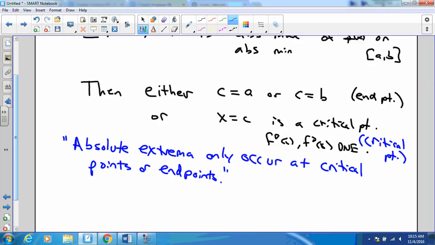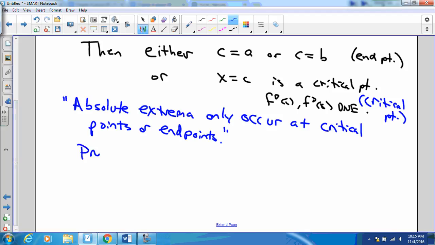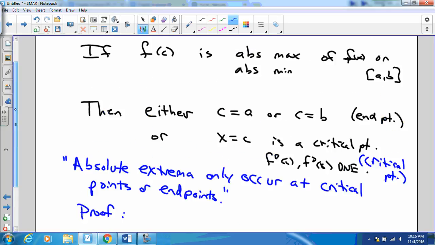Correct. That's exactly correct. The converse is not true. Okay. Now, why do you think this is true? Do you think we could construct a proof for this? Start with the local. Good. Start with the local maxes. How would that be relevant?